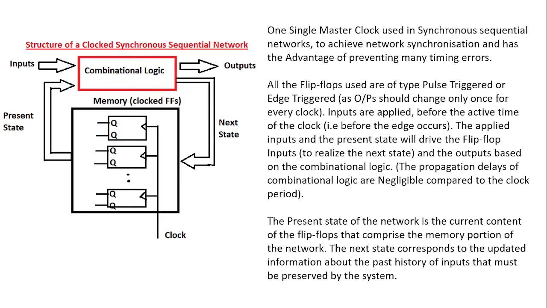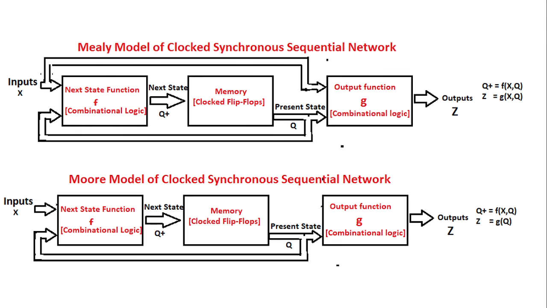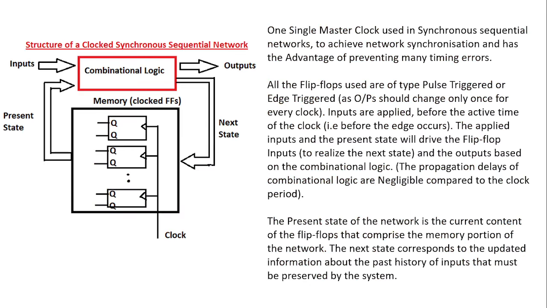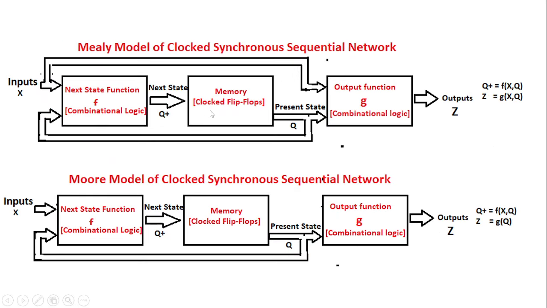All the clocked synchronous sequential networks are of two types, so they are called two types of models. One is the Mealy model of clocked synchronous sequential network. The second is called the Moore model of clocked synchronous sequential network. The previous diagram is redrawn in this format. Here all the components are there. The memory portion is there. The input to the memory is called the next state, that is, the excitation signals, which are going to drive the next state of the flip-flops.